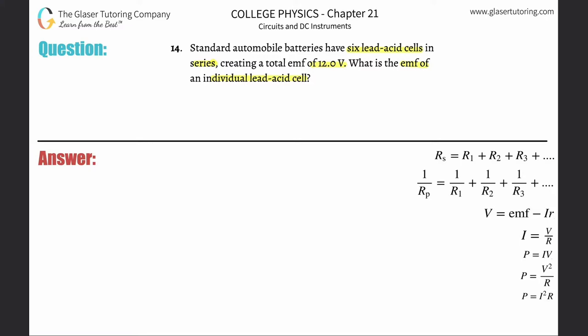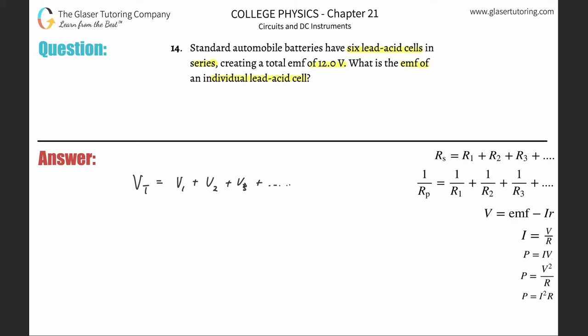So first of all, if you have elements connected in series, you have to know that the total voltage amongst all those items or elements in series is going to be equal to the voltage over 1 plus the voltage over 2 plus the voltage over 3, plus dot, dot, dot, all right?